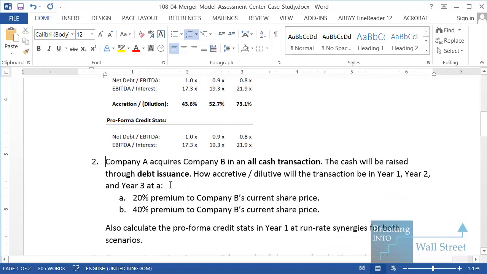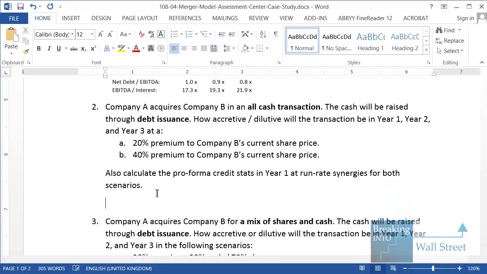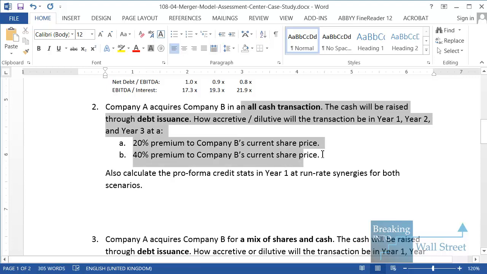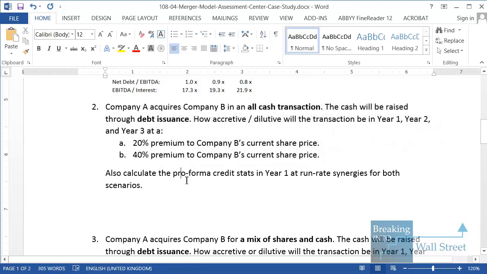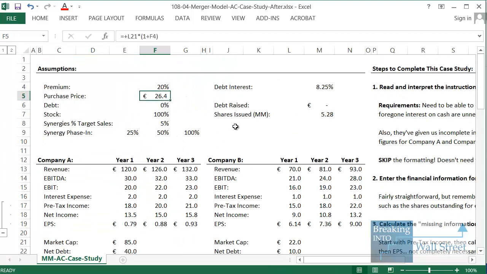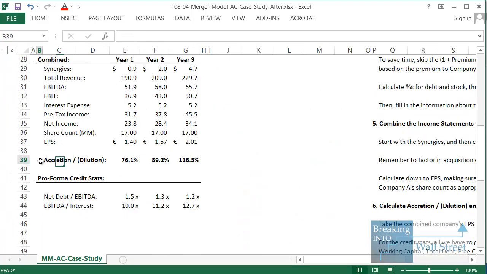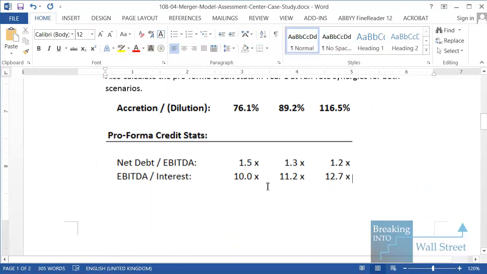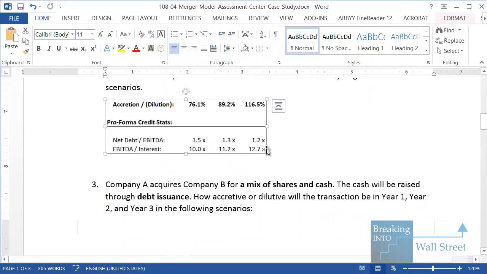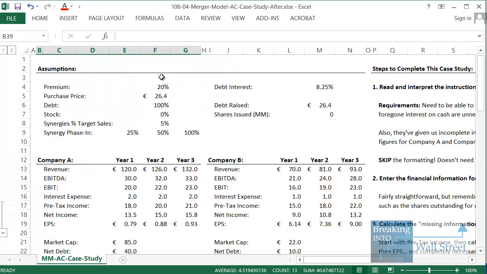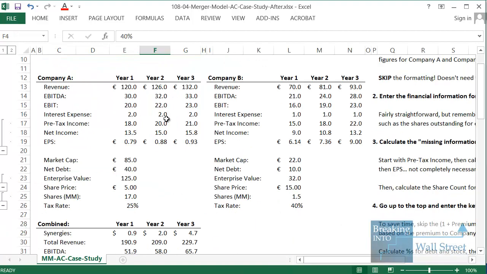So let's go to the next question, question number 2. So now we have an all-cash transaction. So it's 100% debt. We want to look at this at a 20% premium and a 40% premium. And again, show the credit stats for both of those. So 20% premium, let's change this to 100% debt. And let's go down and copy in these numbers now. So this will be for scenario number 1. And then for scenario number 2, we need to change this to a 40% premium.